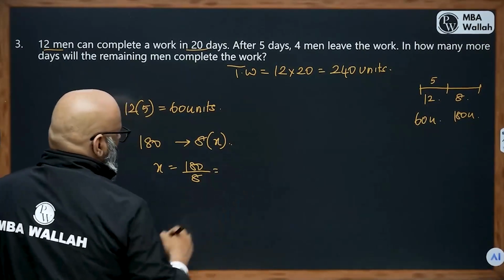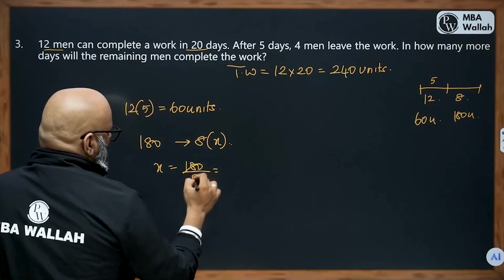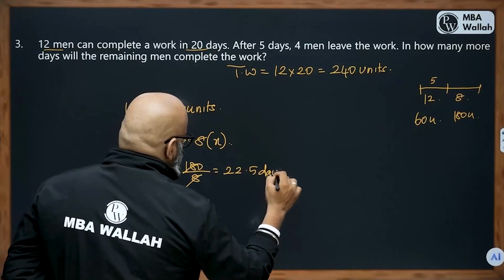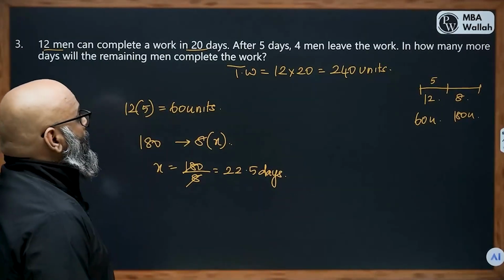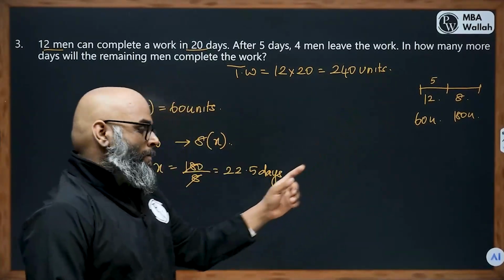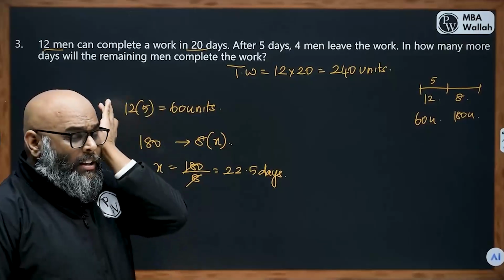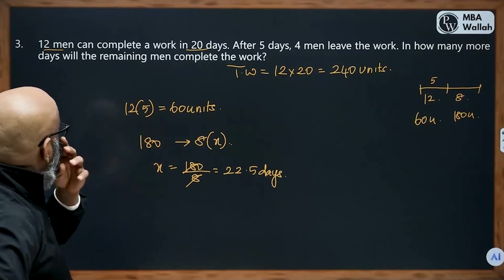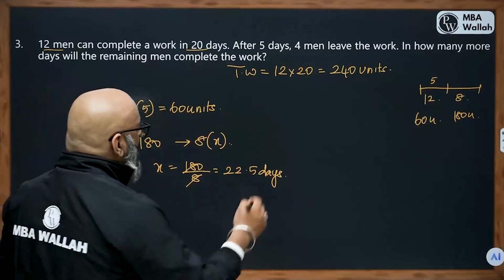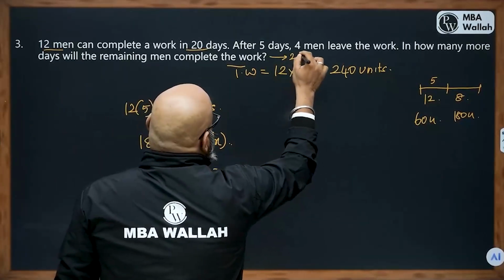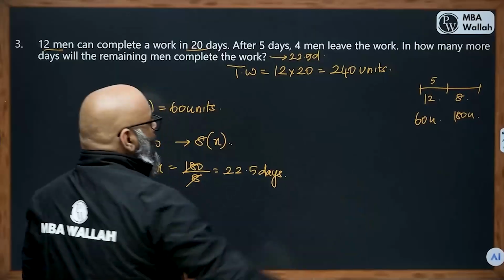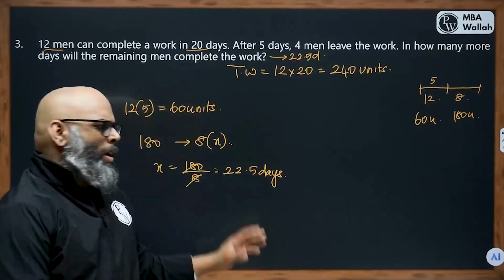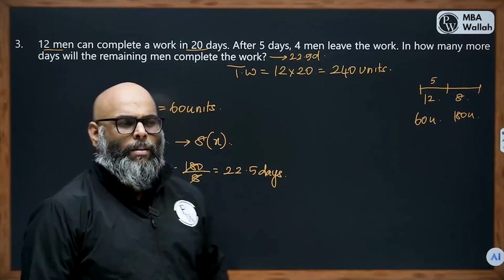180 by 8, that will give us 45 by 2, that will be 22.5 days. So that means 5 days of work is done and then 22.5 days, that's a total of 27.5 days. But the question is how many more days will be required to complete the remaining work. In that case, this will be 22.5 only, because they are asking the time to complete only the remaining work, which means 22.5. Nice and simple.